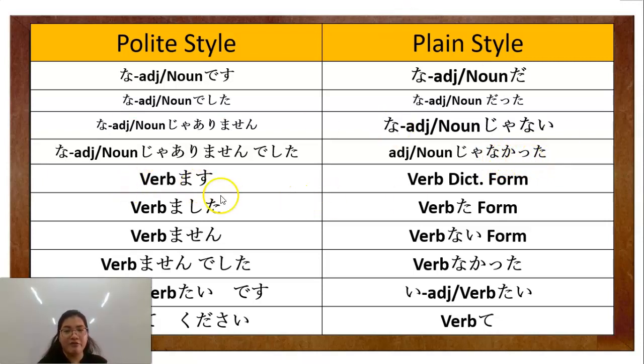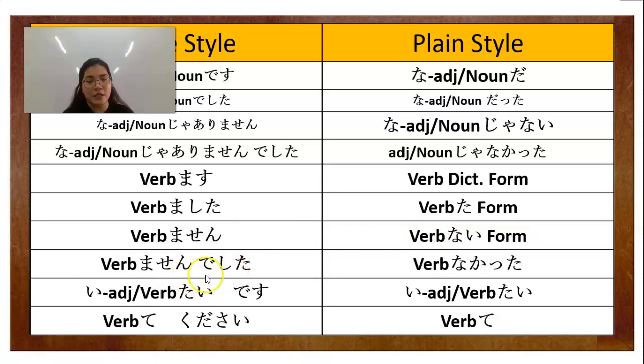Another, verb masu becomes verb dictionary form. Okay, so si verb masu natin nagiging verb dictionary form. For example, the verb here is tabemasu, nagiging taberu. Okay, tabemasu, nagiging taberu. Next, verb mashita becomes verb ta form. For example, tabemashita becomes tabeta. Okay? Next, verb masen becomes verb nai form. So, when you say tabemasen, it becomes tabenai.